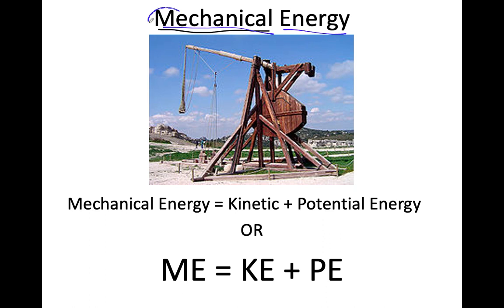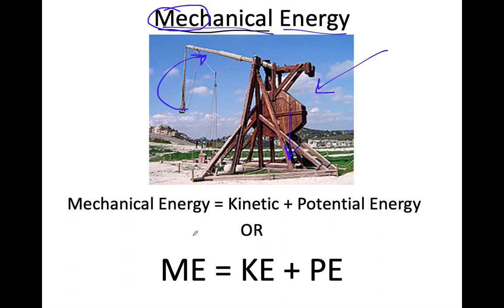When you hear the word mechanical or a mechanism, you should be thinking about things moving. Does anybody know what this is called? It's a medieval weapon. It is a trebuchet. A trebuchet worked by dropping a weight, which caused this arm to fling over, and they'd launch things over walls.